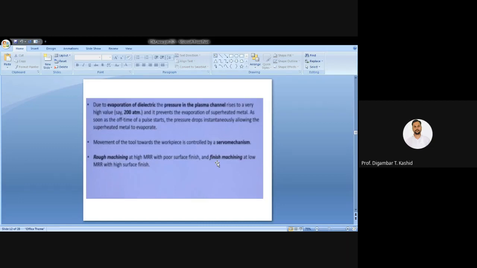So please keep in mind this last line. At a high material removal rate you will get a poor surface finish, so you can go for this for rough machining. For finish machining you will get a high surface finish but a low material removal rate.